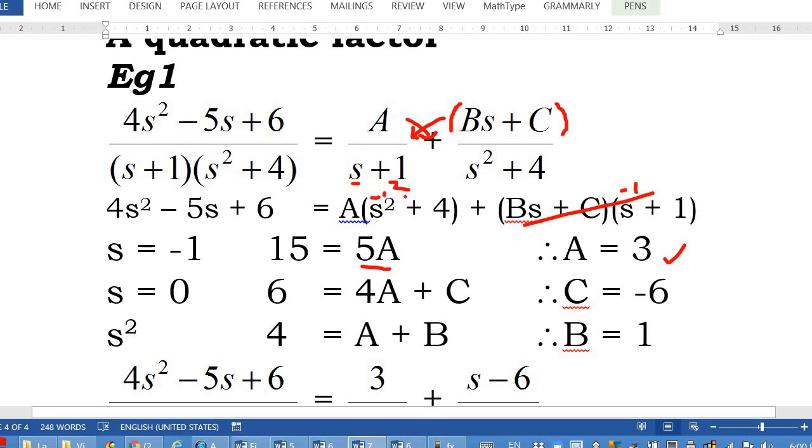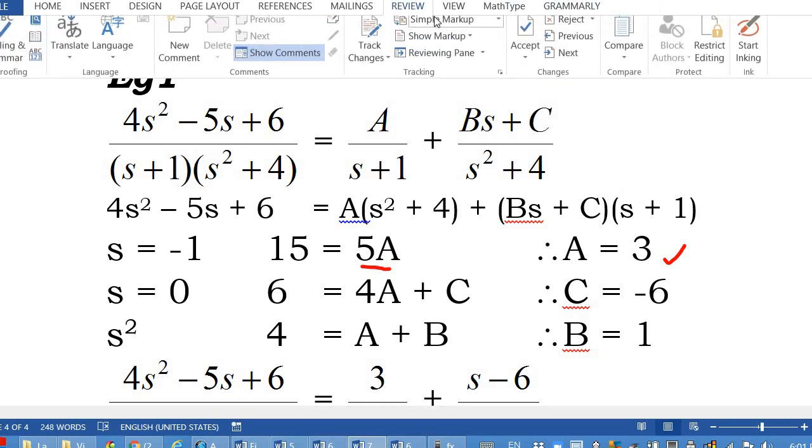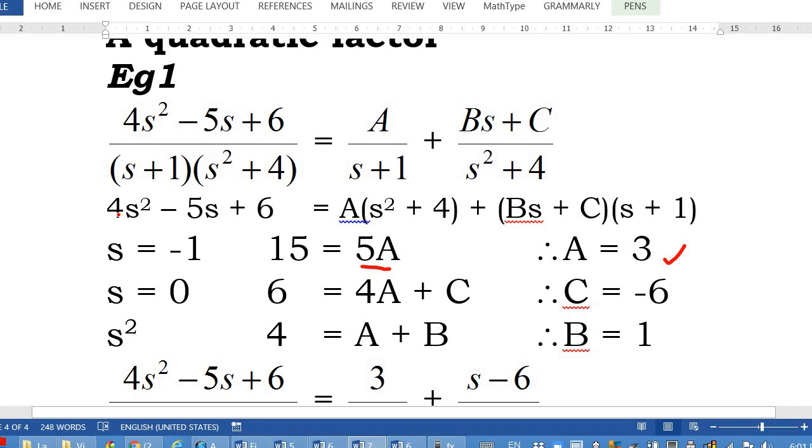Another easier way to calculate is to let s equal to 0, because 0 is easy for calculations. When we let s equal to 0, on the left side we have 6. On the right side, we have 4A, and since s is 0, the other term is gone, so you have only C times 1. So 6 equals 4A plus C. You already obtained A is 3. So 4 times 3 is 12, and 6 minus 12 gives negative 6. So C equals negative 6.